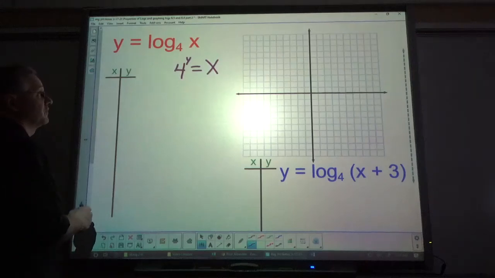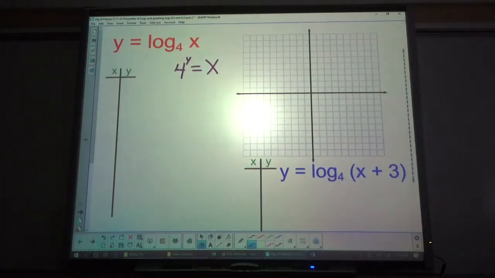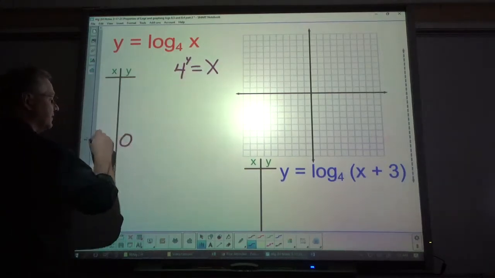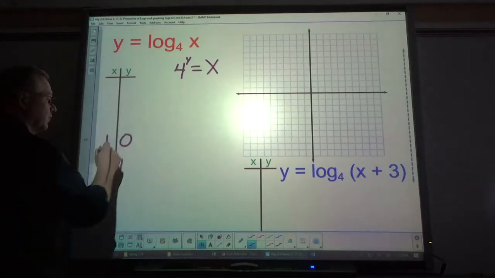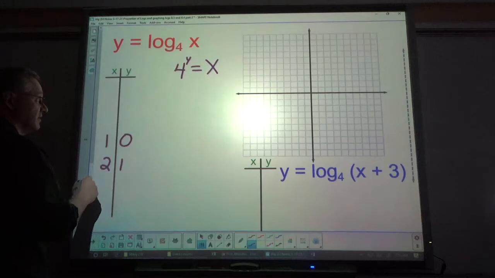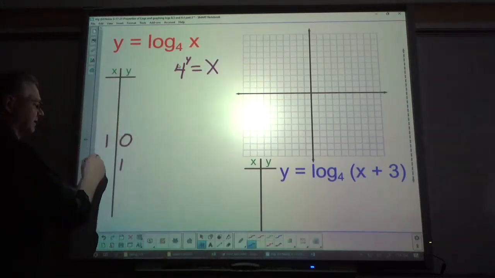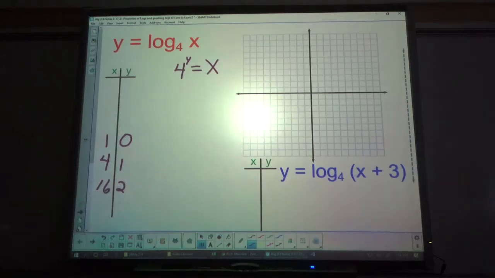So the first thing I notice is that if I put 0 in, 4 to the 0 is 1. If I put 1 in, 4 to the 1 is 4. If I put 2 in, I get 16.